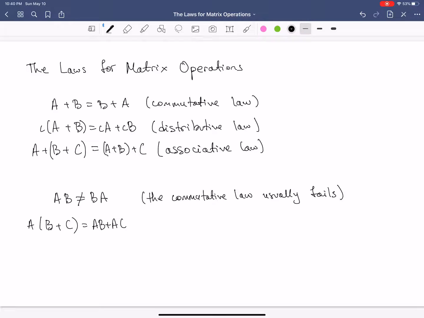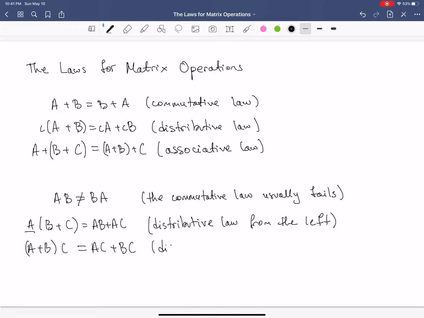Distribution, you don't see anything out of the ordinary. So this is the distributive law from the left, because the matrix A is multiplying on the left-hand side of the sum. And you have the same law for multiplication on the right. So you could first add A plus B and then multiply by C, or you could carry out the products AC and then add that to the product BC. So this is the distributive law from the right.